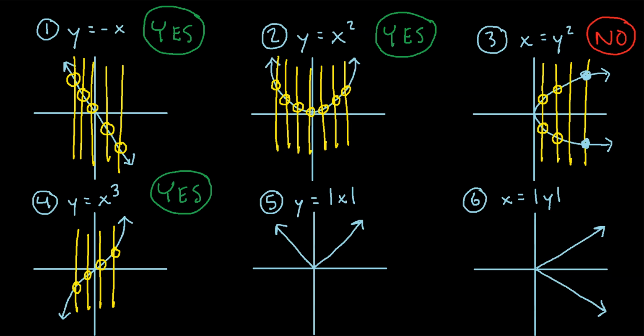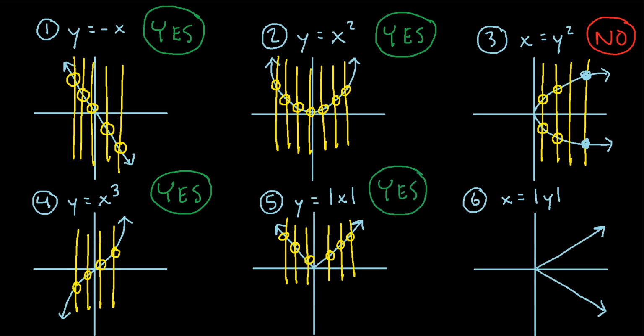All right, let's try number 5. We have y equals the absolute value of x. So again, let's try the vertical line test. So we'll draw a bunch of vertical lines, and we will find that each of these lines is only crossing the graph at one point. So this crosses right here, this vertical line crosses it right here, right here, right here. So since each vertical line is only crossing the graph one time each, we would say that yes, this is also a function.